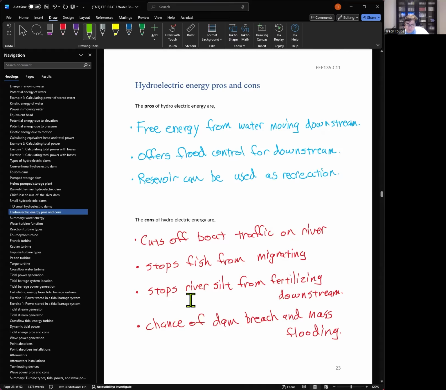Another one, it stops river silt from fertilizing downstream. So throughout history, farmlands always needed water to grow effectively. And a river going downhill always took the minerals from the top of the mountain and brought them to the bottom basin where you had this nice fertile delta. Right before it hits the ocean, there's a large area where the river is. It's a lot of really good soil to make a lot of farmland to grow produce.